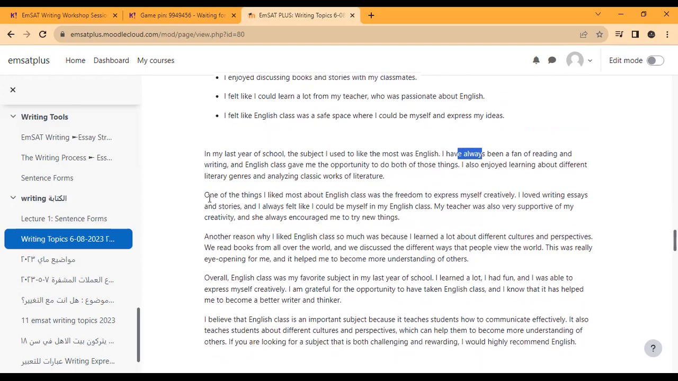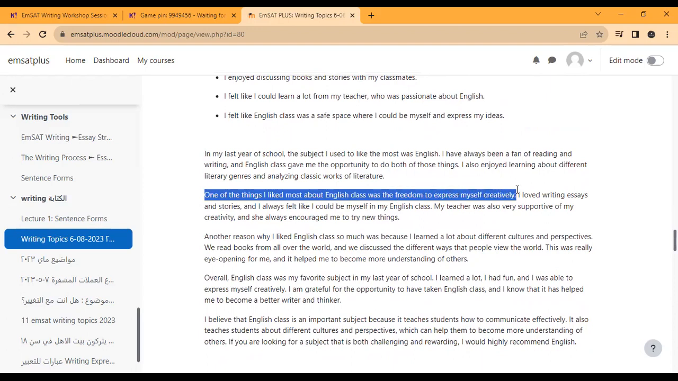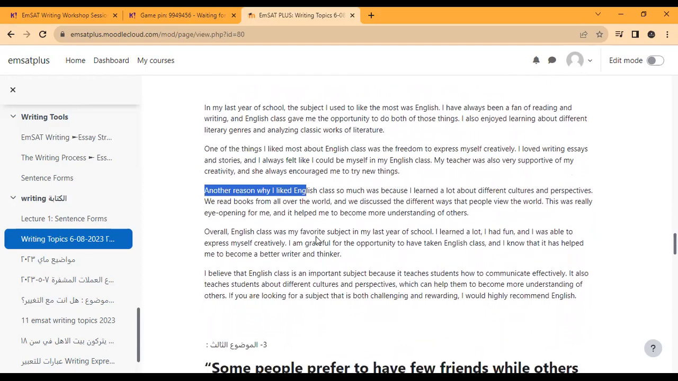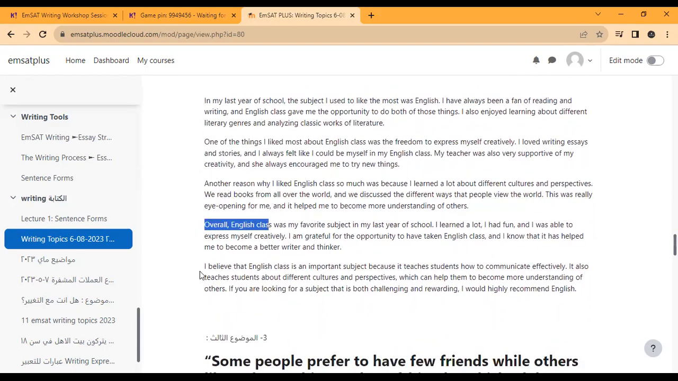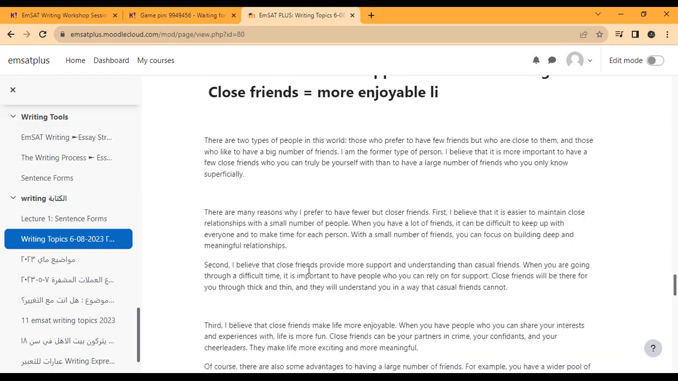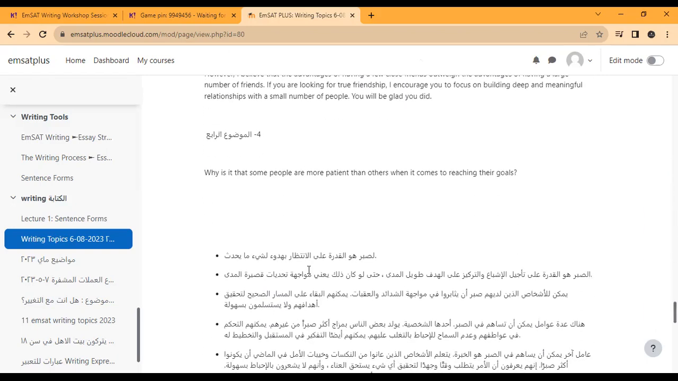This is very clear. هلا راح يفسر لك. One of the things I liked was the freedom to express myself creatively. الثانية another reason، وأعطانا بعدين overall، وأعطانا I believe رأيه. واضح جدا. ما تتفلسفوا. ما أدري من وين جيبوا الكلام هذا. واحنا قلنا هيك. ما أقول هيك أبدا.